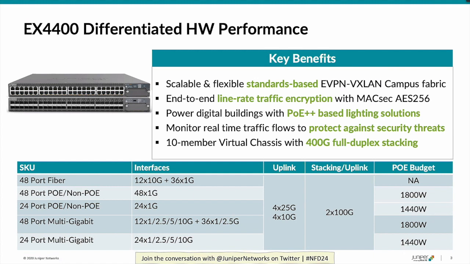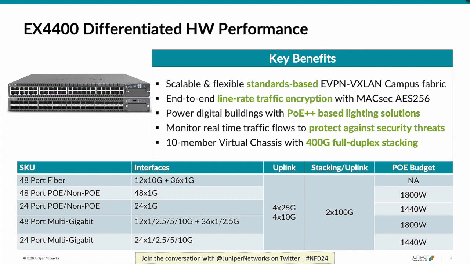Let me talk a little bit about some of the key benefits and use cases that we enable with these switches. The EX4400 switches support EVPN VXLAN, which enables customers to deploy a scalable and flexible standards-based EVPN VXLAN campus fabric all the way to the access layer of the network. They can also use the switches to configure end-to-end line rate traffic encryption with MACsec AES-256. And we can also power digital buildings with PoE++ based lighting solutions. What that means is we can deliver up to 90 watts of PoE power per port from these switches. We use higher rated power supply units to provide up to 1,800 watts of PoE power budget on these switches, and we can power lighting systems and other digital building use cases.